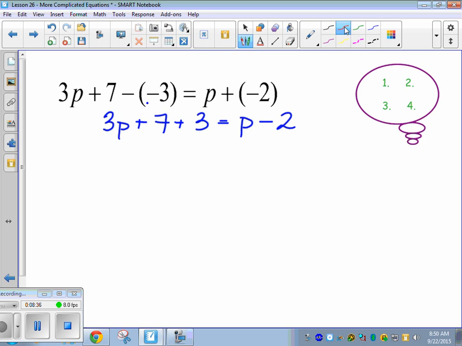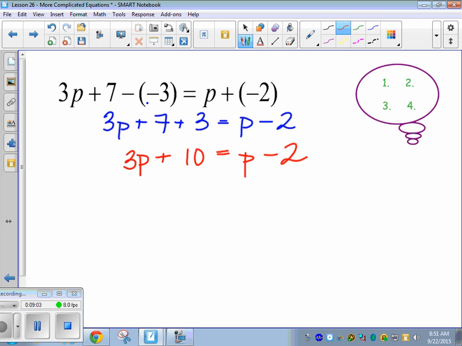So now, Ben, what should I do now? What's the first step? Add like terms. Perfect. So there's only one p on this side, so I can rewrite that 3p. And then I have a 7 and a 3. Those are just constants, so those combine together. So 3p plus 10 equals, we don't have any like terms here. We have a p and a constant, so p minus 2.